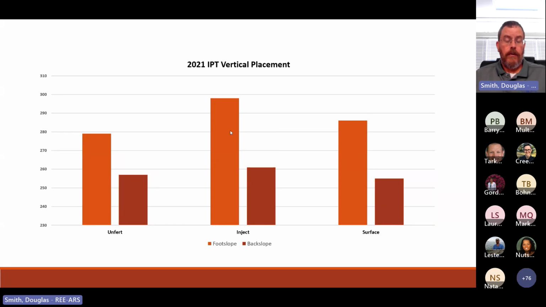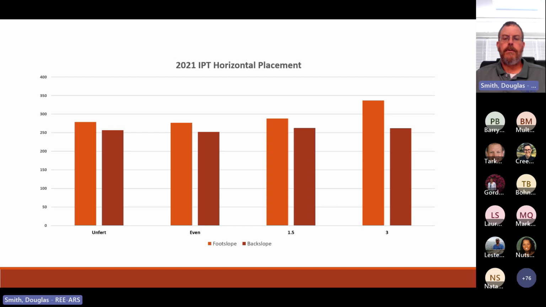Here we're injecting the fertilizer 2 inches below the surface versus applying on the surface. A little bit of bump at the foot slope position from both of those. And we're also looking at horizontal placement. So if we're placing our seed every 7 inches, do we need to be right beside that seed? Or is there some kind of slop there? What happens if we accidentally hit right in between 2 seeds? And actually, in this instance, that seems to provide more benefit when we're some distance away from the seed.